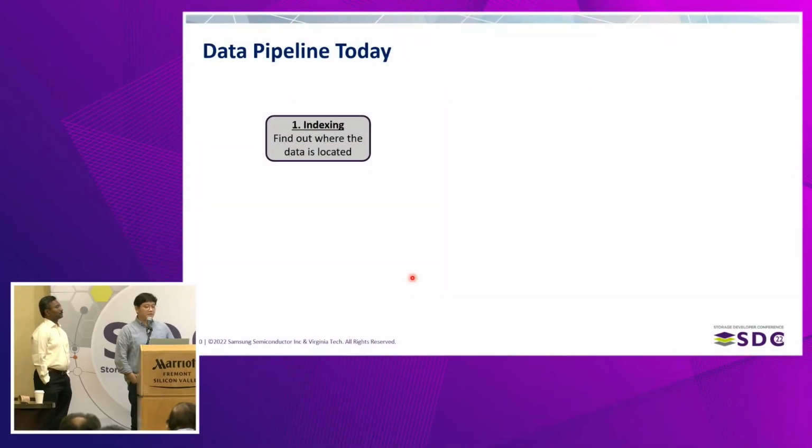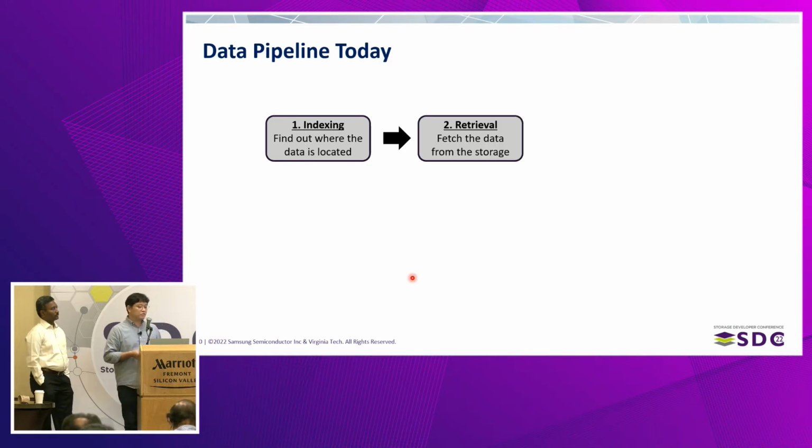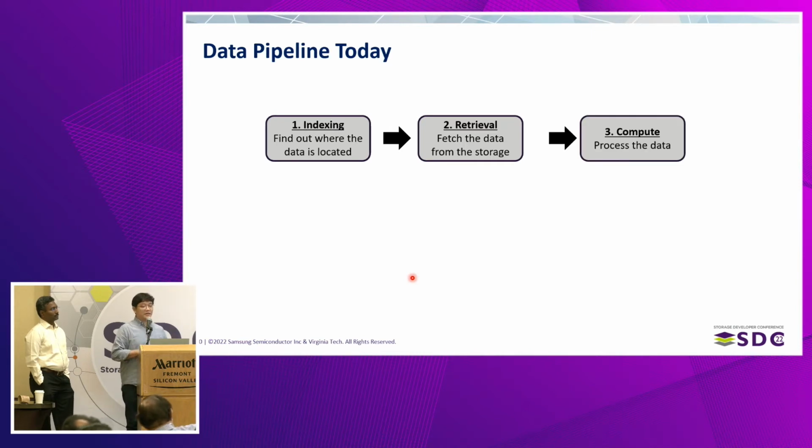So before diving into the details of RETINA, let's sit back and think about how we use and consume the data, right? So I wanted to present a very high-level idea of how we actually use the data. So first, we have to locate where the data is located, right? So that's the indexing step. And then after indexing is done, we should retrieve the data from some storage like an SSD or a hard disk drive. And then once the data is fetched, we should process the data for our application, right?